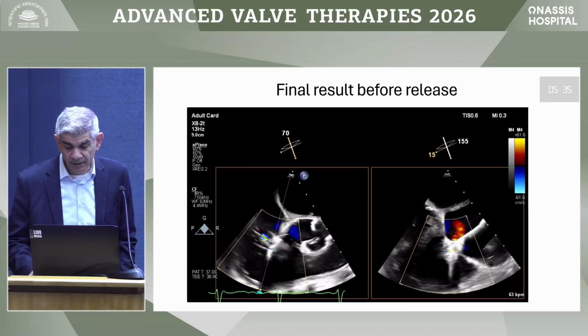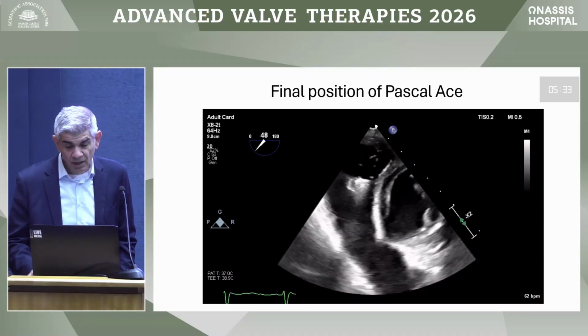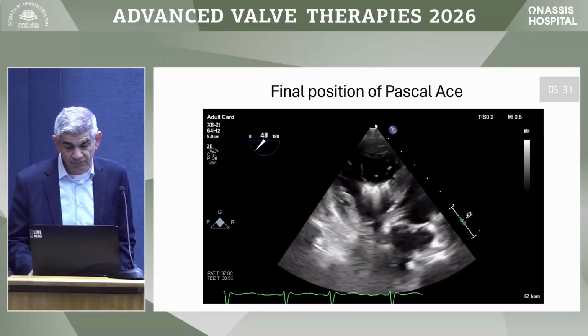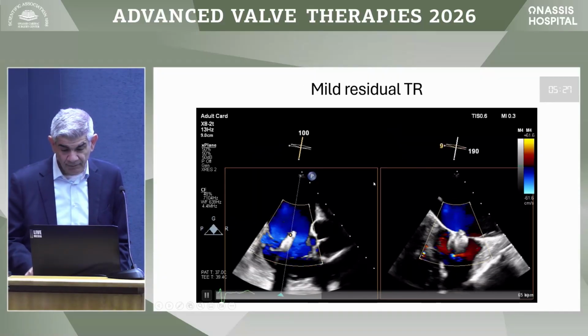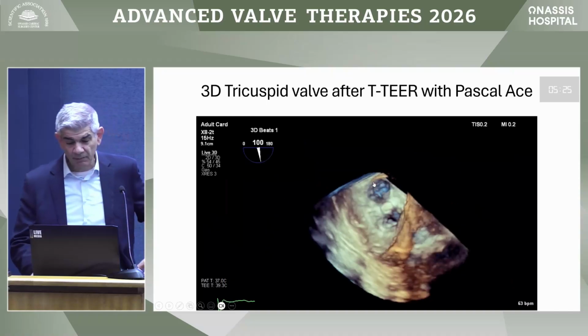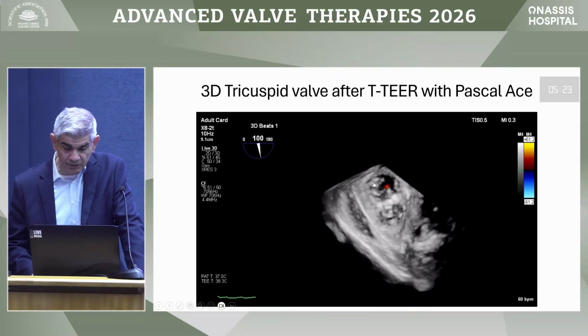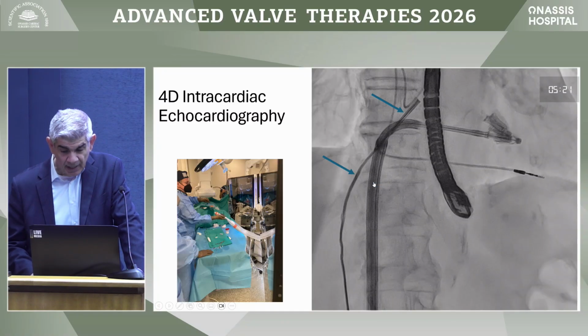And with this, we are more happy with our position and our leaflet insertion. Now we see that the leaflets go all the way to the center of the valve of the device, and with that we released it, and we have this final result, a very good reduction.